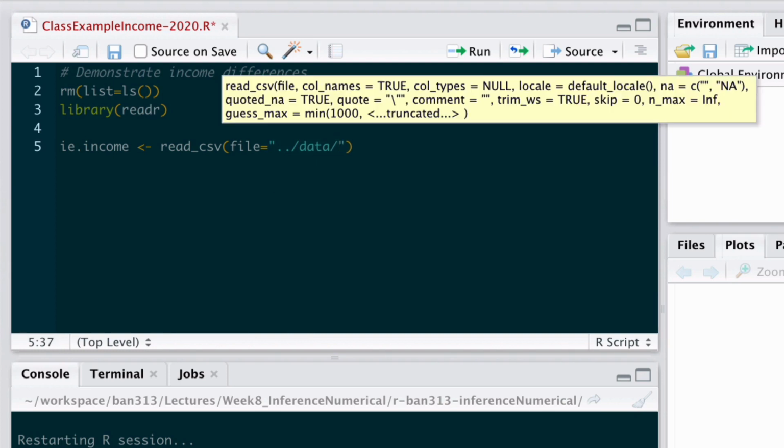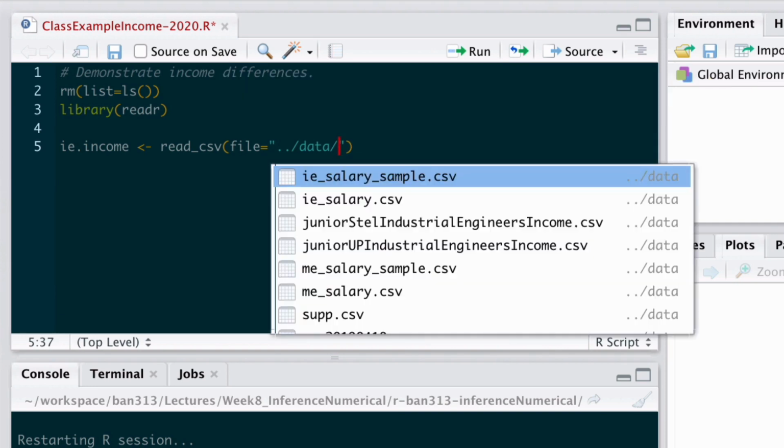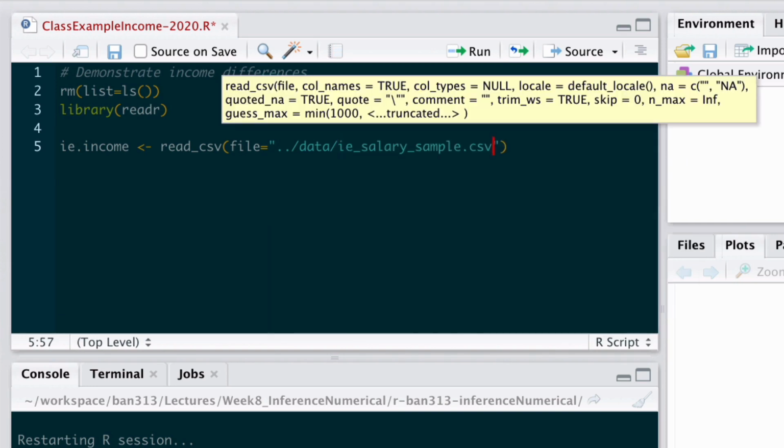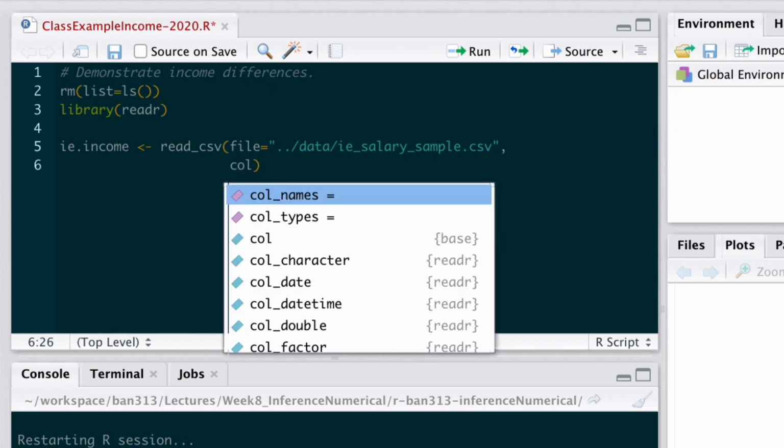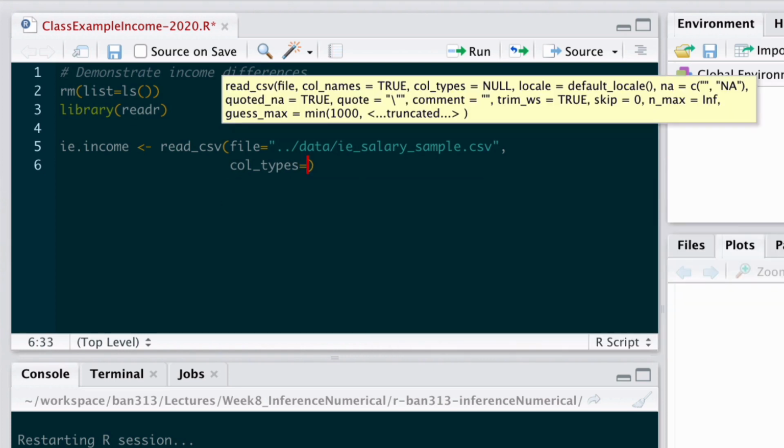Which is in a data folder relative to where my workspace is right now, and I am interested in the IE salary sample. Now, I've looked at the file and I know that it has two columns. The first one is the income reference number and the second is the actual income. So I am just stating my column types. The first one is a character and the second one is a numeric.